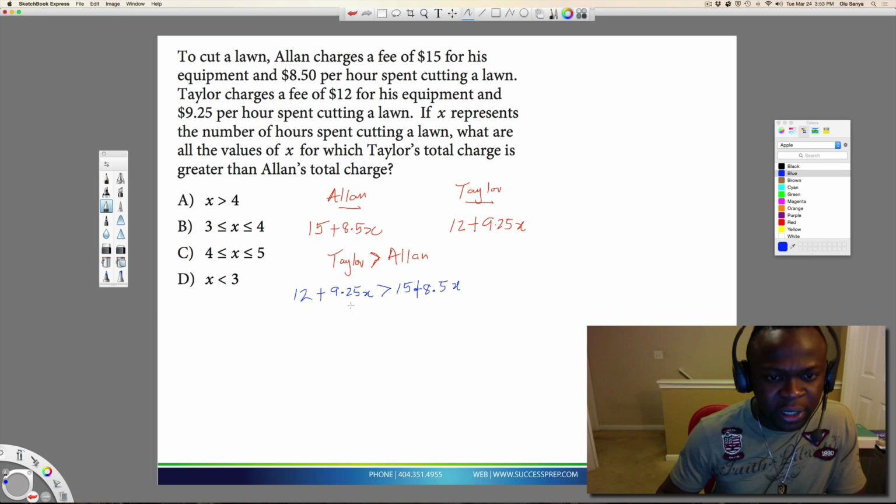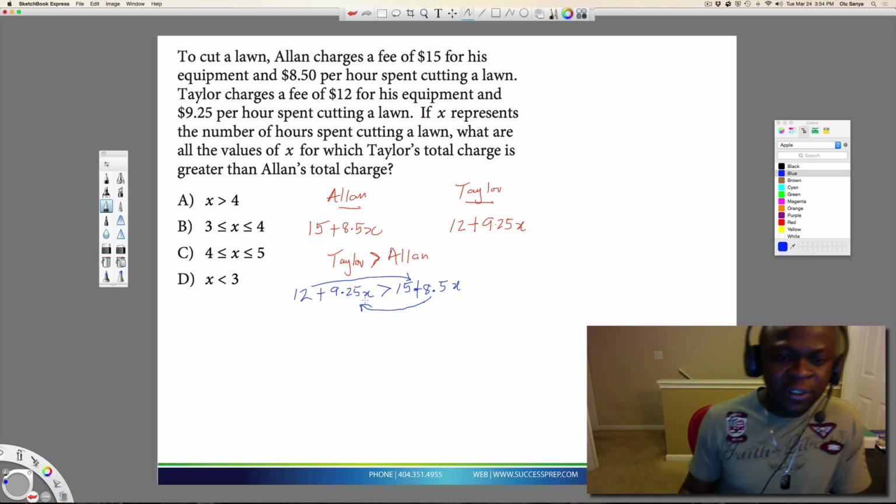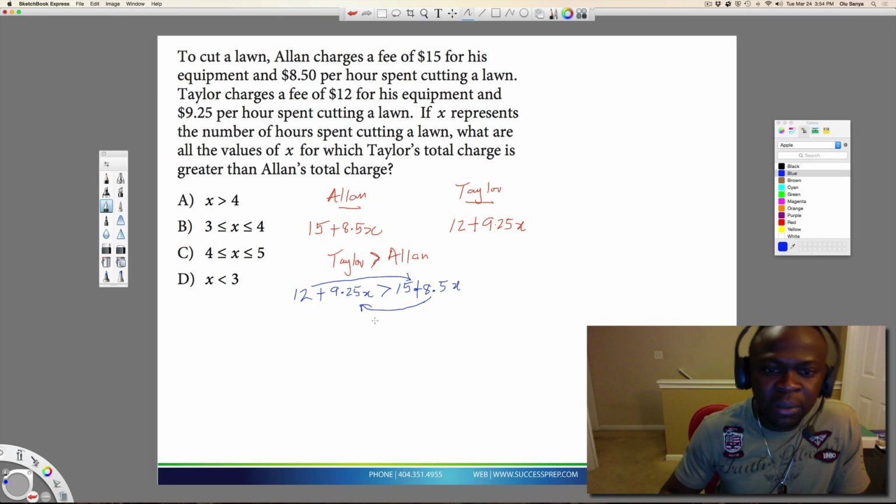Now, there's a math trick right here. We obviously need to bring like terms together. We need to bring the 12 and the 15 together, and the 9.25 and the 8.5 together. One of the tricks here is to always move the smaller value. So in this case, I'm going to think about moving my 12 over here, obviously changing signs when you do that, and I'm going to move my 8.5x to the left. So every time you move a number to the other side, remember that the sign changes.